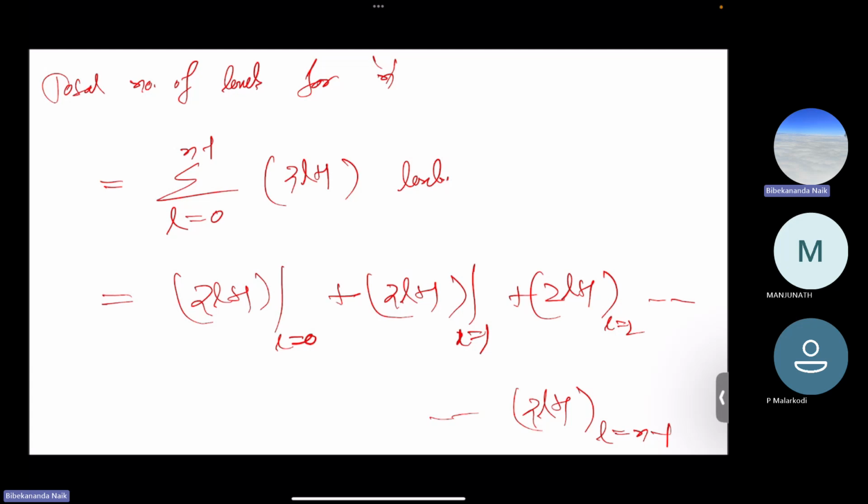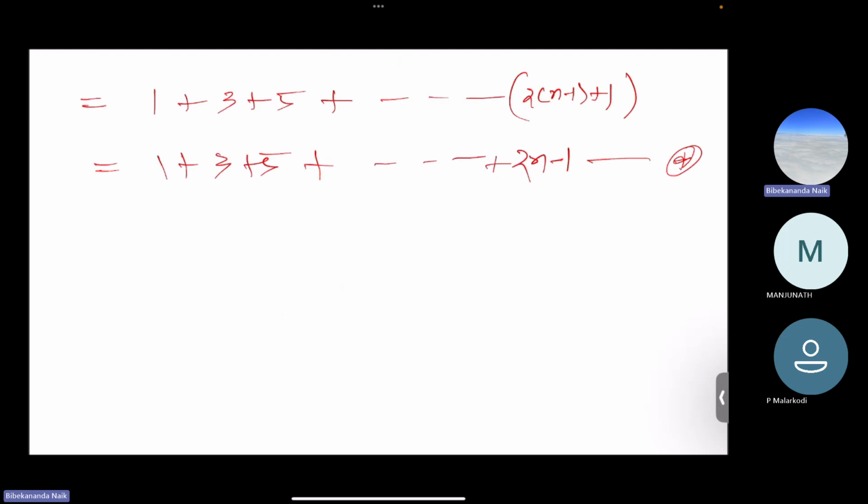So here there are n terms: 1 plus 3 plus 5 plus up to 2n minus 1. So now you understand, these are n terms. Is this clear? Yes, sir. So now this is an arithmetic progression series.